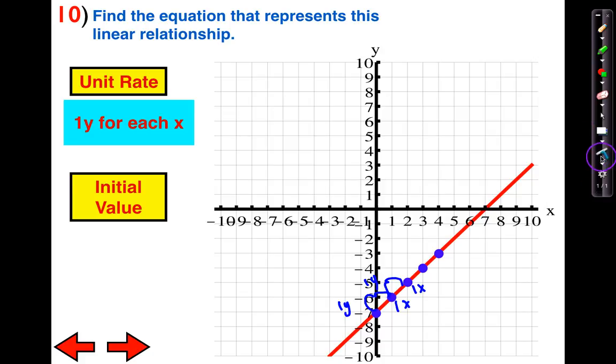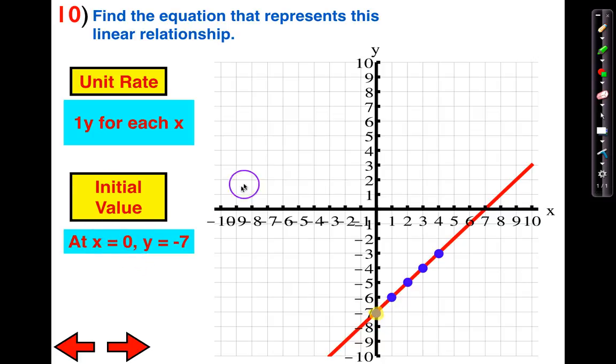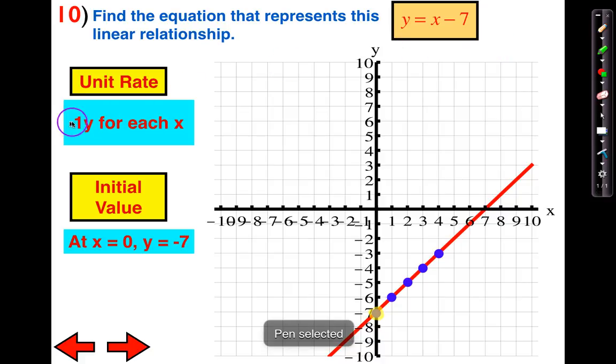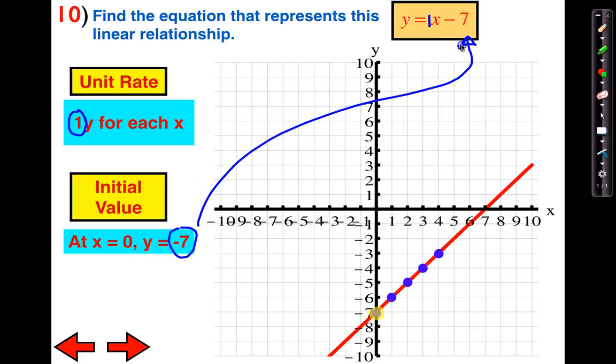My initial value would be, where is it when x equals 0? Well, if x equals 0, y equals negative 7. So at x equals 0, y equals negative 7. So my equation would be y equals x minus 7. Why? Because my unit rate of 1, there's technically a 1 in front of that x, is represented there, and my initial value is represented here. So it's the same idea. Keep that in mind.